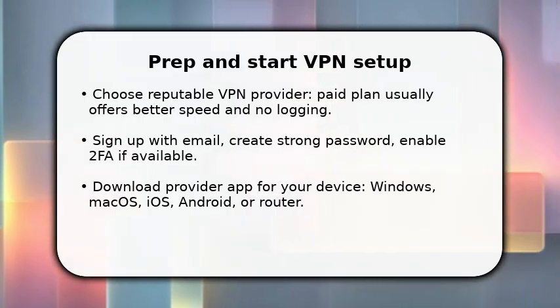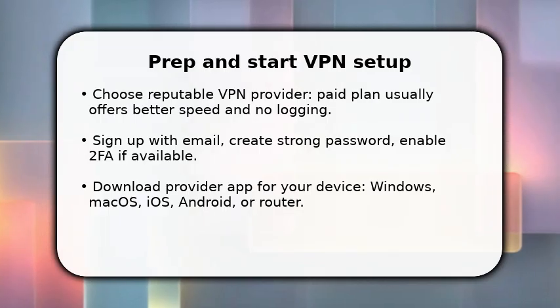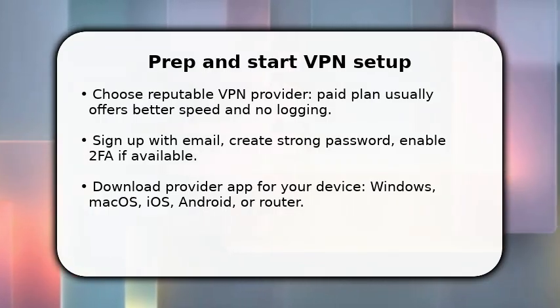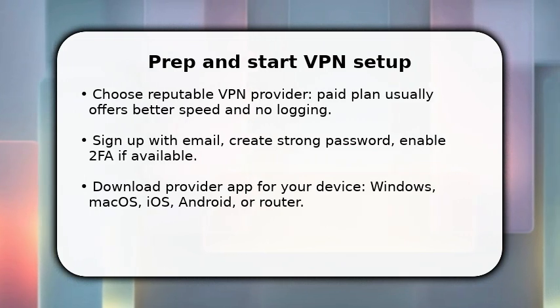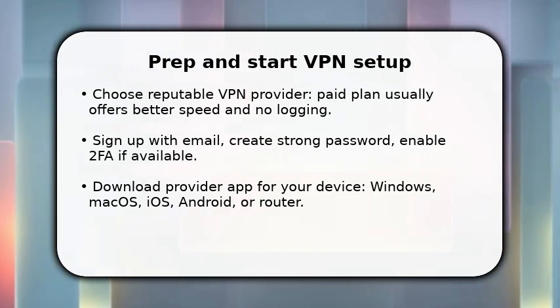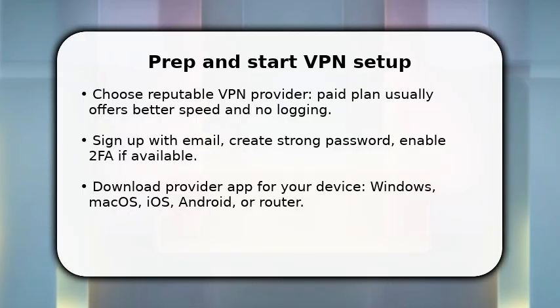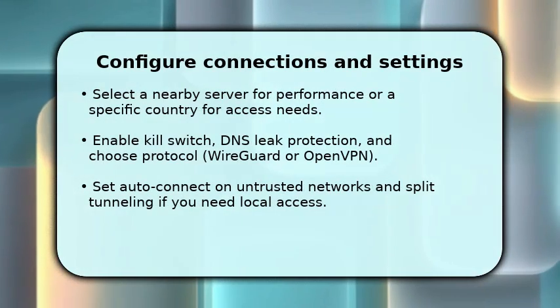Start the app and grant any required permissions so the service can configure network settings correctly. This step is crucial because it establishes the encrypted tunnel that protects your traffic. Now you configure connection choices to balance speed and privacy.